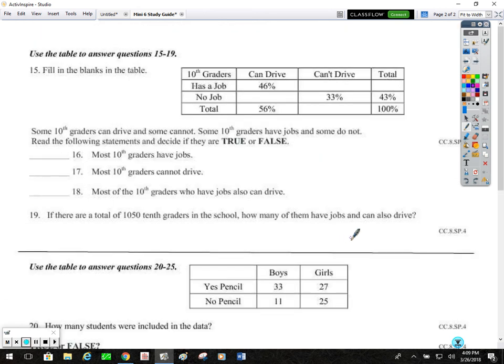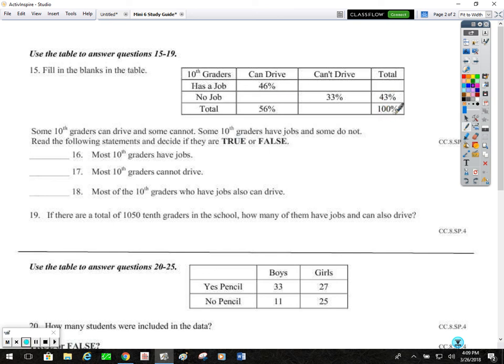All right, here comes the two-way tables. Now, we worked a lot on these, so all we want to do to start with these, let's go ahead and fill in what we know. All we're doing is filling in the blanks. It's just addition and subtraction. Okay, so we're comparing 10th graders that can drive and can't drive to the ones that have a job and do not have a job. All right. So to kind of go back and recapitulate real quick, let's fill in the numbers first.